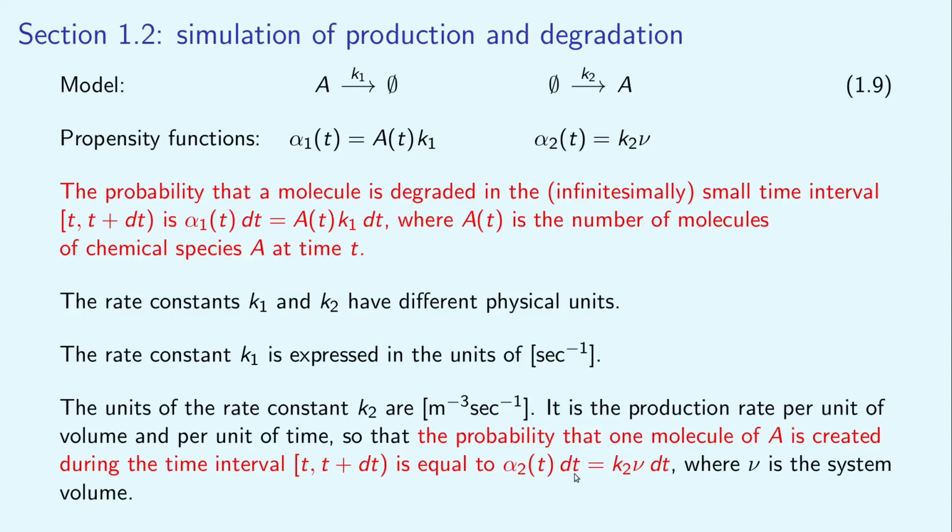Obviously, all probabilities are dimensionless numbers, so we have to note here that the rate constants K1 and K2 have different physical units. The rate constant K1 is expressed in units of 1 over second, while the units of the rate constant K2 are 1 over volume and over second. It is the production rate per unit of volume and per unit of time, so that the probability that one molecule of A is created in the whole reactor is K2 nu dt, where nu is the system volume.